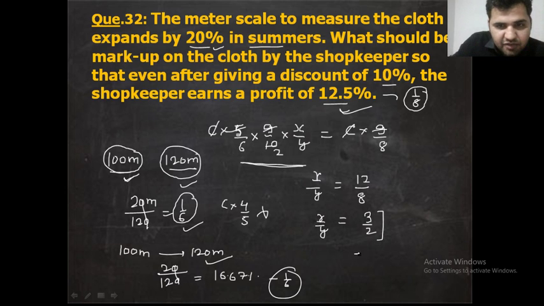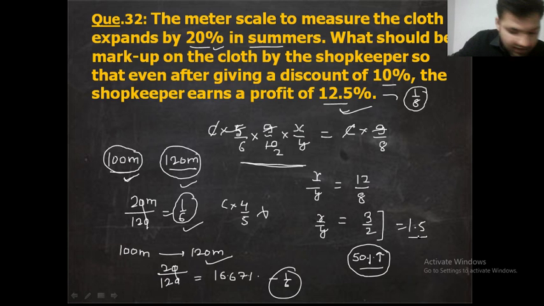That your markup is 50% higher than the cost price, right? 3/2 means what? 1/2 more than cost price. That is 50% markup. 3/2 is what? 1.5. That is 150%. 150% ka meaning kya hua ki aapne markup kitne ka rakha? 50% ka. Got it? Is it clear to all of you?